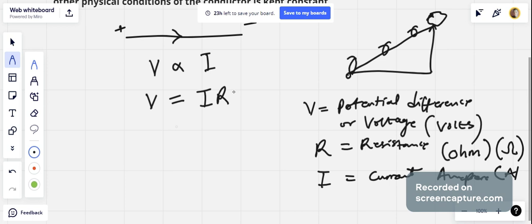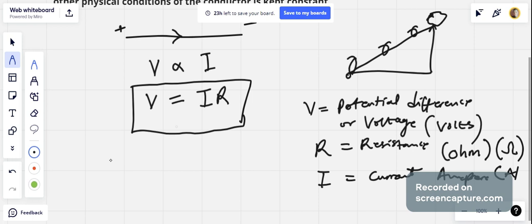So basically Ohm's law is this formula here: V equals IR. Current is directly proportional to voltage or potential difference, provided resistance is kept constant. So that's it about Ohm's law.